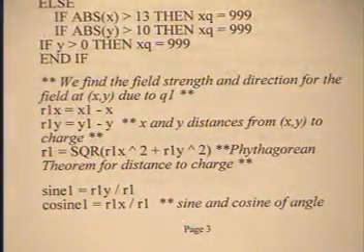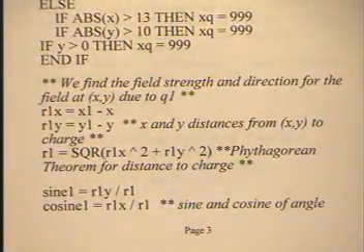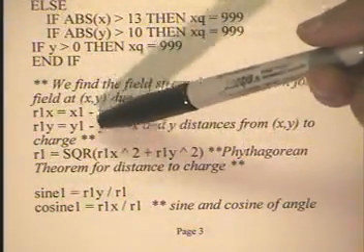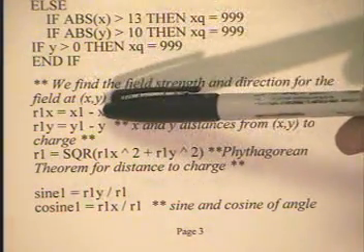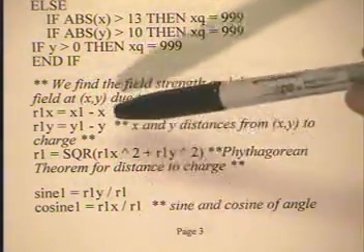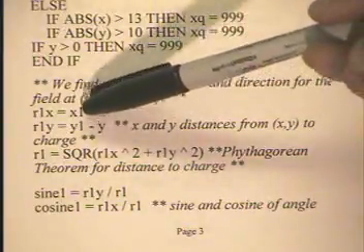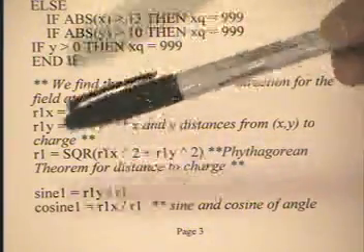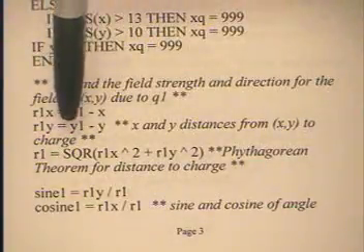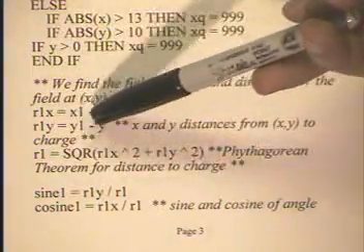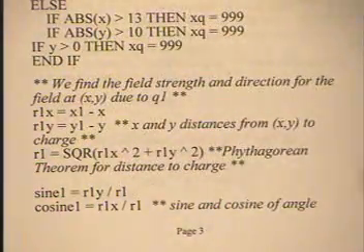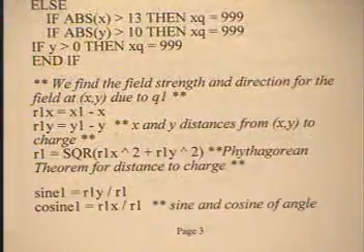Okay? We find the field strength and direction for the field due to Q1. Now, x1 and y1 are the coordinates of Q1. X and y are the coordinates of the point at which we're plotting the field line. From Q1 to the point xy, the x displacement is just x1 minus x. And I said that wrong. From xy to the field line, here's our x displacement and here's our y displacement. Call that R1x and R1y.